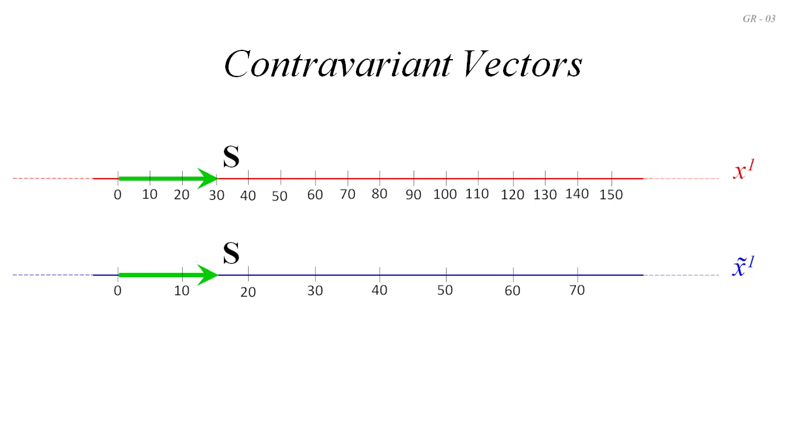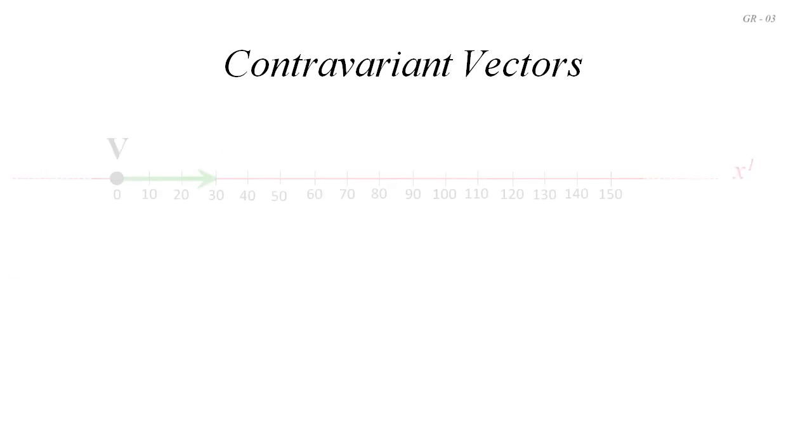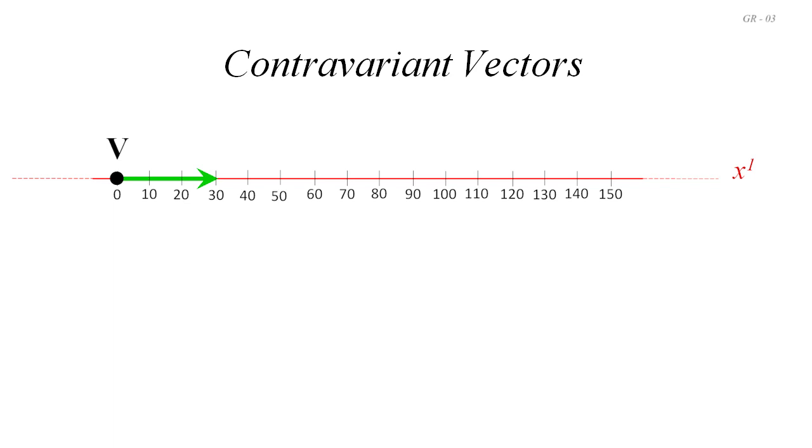Another contravariant vector would be velocity. Our picture of things would have to be slightly different to illustrate this, as we would be considering the velocity at a point in this one-dimensional space. This diagram here represents the velocity v of an object at the point x1 equals 0, at the black dot, and it's being measured in the red frame. The green arrow in the picture is there simply to give us an indication of the size of the velocity. It's not in any way spread across from 0 to 30.